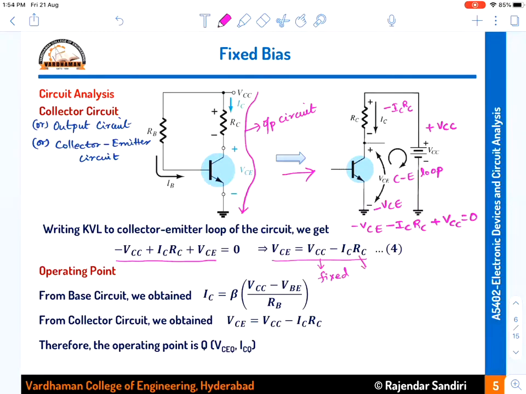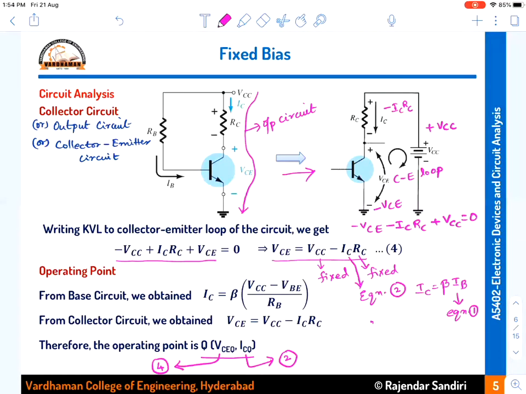RC value is also a fixed value, a constant which I choose in the circuit, and IC I will get from equation number 2, which was already calculated in the previous slide, which is IC is equal to beta times IB. IB we got in equation number 1. So the IC value is already calculated and VCE we got now. For the operating point Q, which is VCEQ comma ICQ, ICQ I got from equation number 2 and VCEQ I got from equation number 4. That's what is written here.